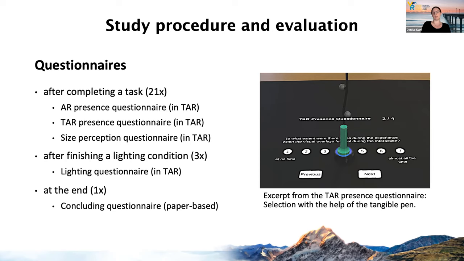In the size perception questionnaire, the size differences between the virtual and physical object were evaluated, for example, with respect to confusion during grasping. After finishing a lighting condition, additionally, a lighting questionnaire had to be answered. In this questionnaire, besides rating how transparent the overlays felt, the participants had to evaluate the naturalness of the environmental lighting in the just experienced lighting condition. Finally, the participants received a final paper questionnaire asking for demographic information and additionally for a ranking of the lighting conditions.